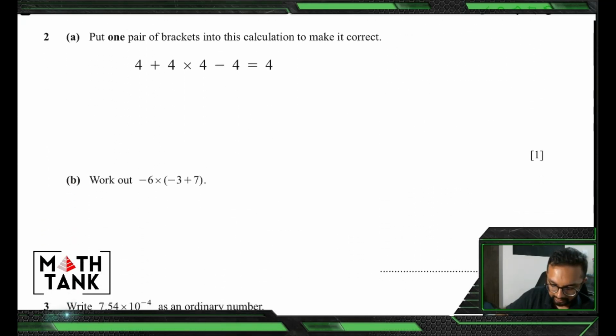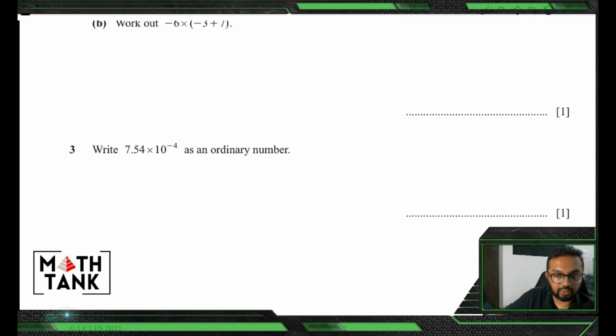And the last question, that's a relatively simple one. So I just need to move 4 decimal places, so 0.000754. So I moved 4 decimal places to the left. Why? Because it was a negative power. I had to increase the power, make it 10 power 0 basically. So 0.000754. Remember that when it's negative power, the numbers have to be very tiny. So this is a tiny number.